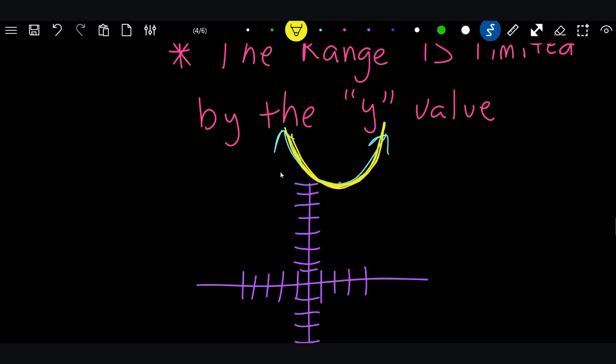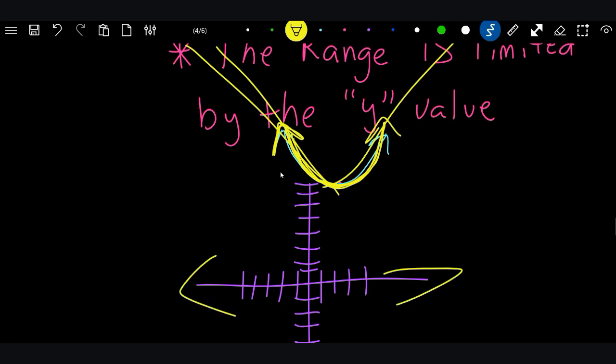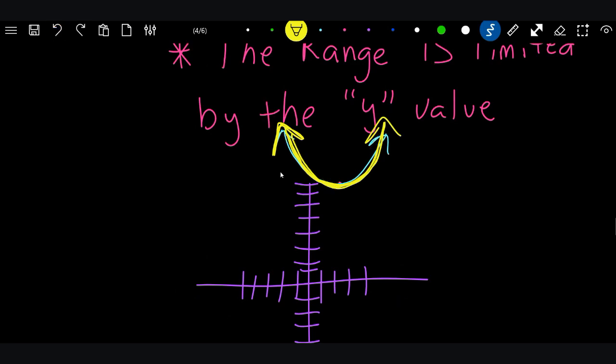Okay. Now I want to show you the domain, the x, because look what's happening. It just keeps going. Okay. The x just keeps going. So this way and this way is unlimited. The x again is unlimited here. Okay. Like I said, the domain almost always is unlimited.